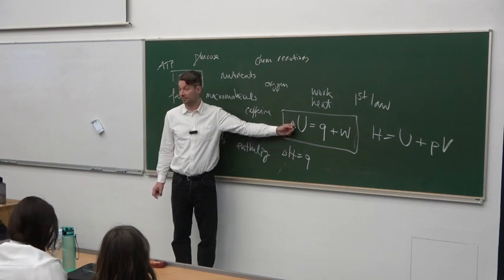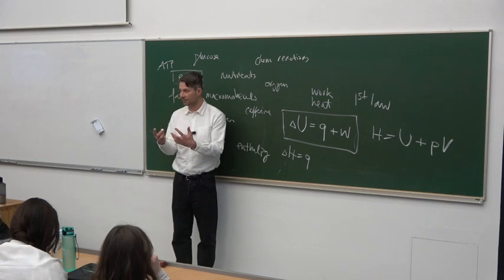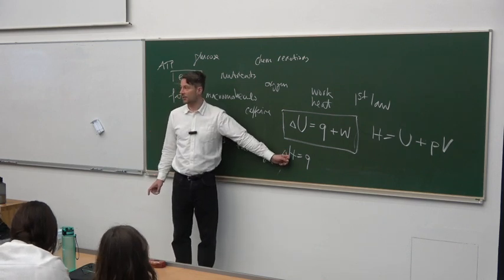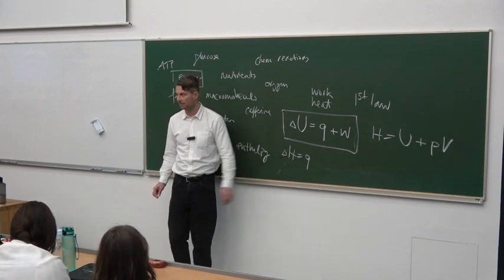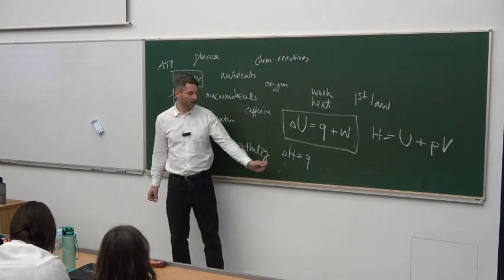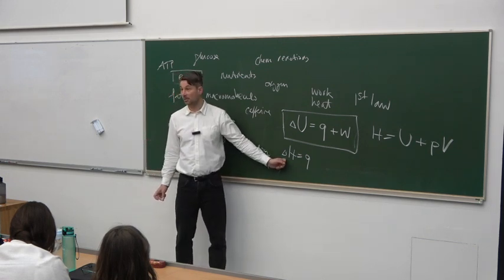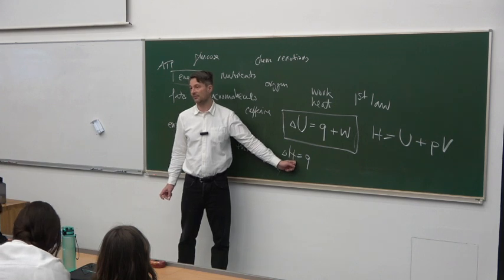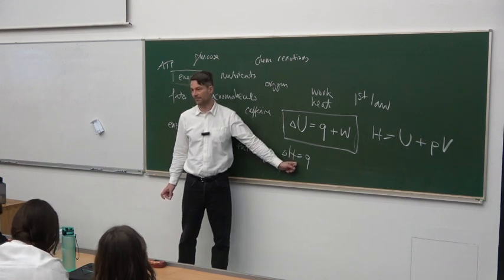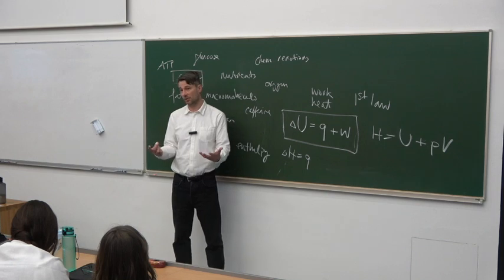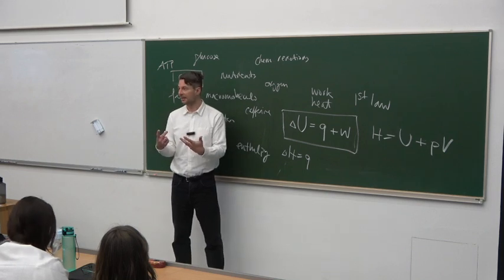It's very difficult to measure what is going on with internal energy, but it's much easier to measure changes in enthalpy because, under certain conditions, the change in enthalpy of a system is equal to the heat that was received by the system, which is quite easy to measure because we can basically just measure the temperature.